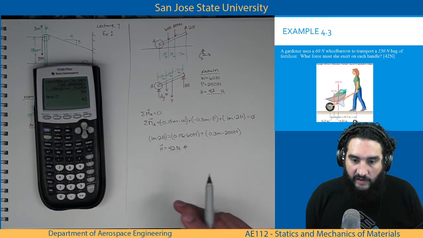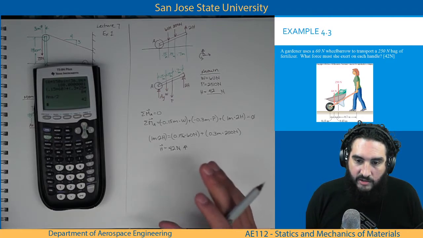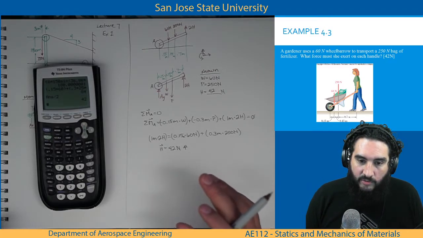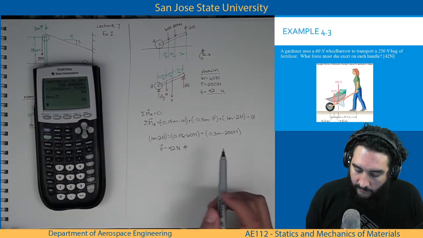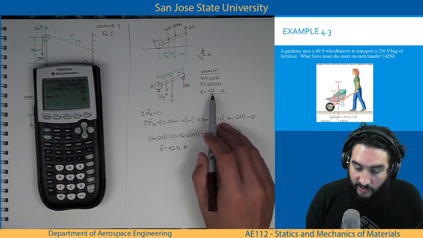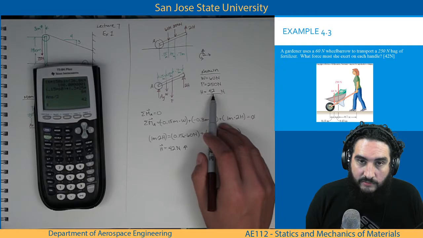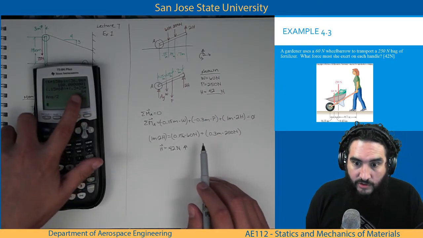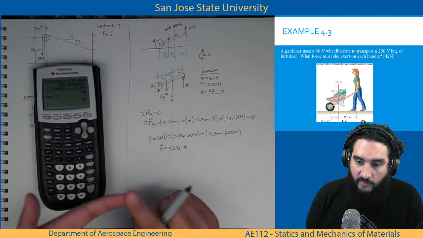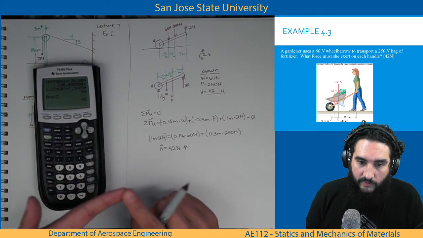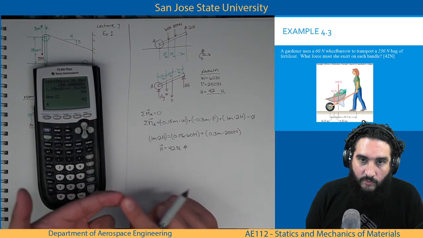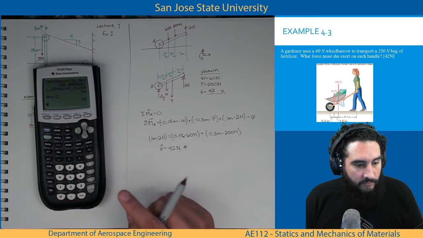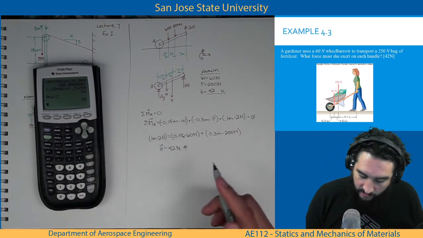So, advantage wheelbarrow. You have a 60 Newton wheelbarrow and a 250 Newton bag of fertilizer. The only force you need to put in is 42 newtons per handle, a grand total of 84 newtons to lift a 250 Newton bag of fertilizer and a 60 Newton wheelbarrow. That's the good stuff. Mechanical advantage.